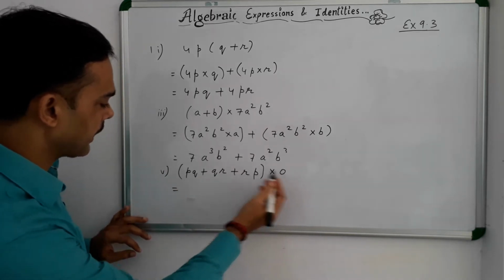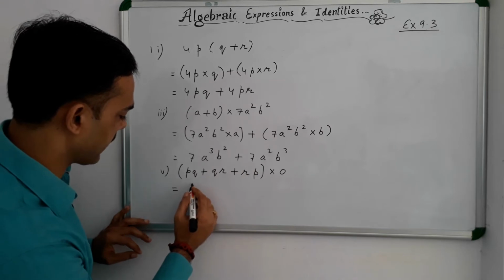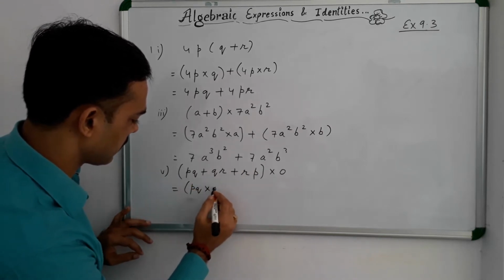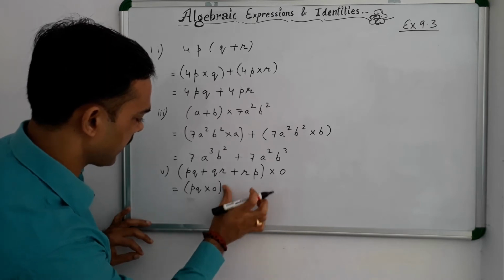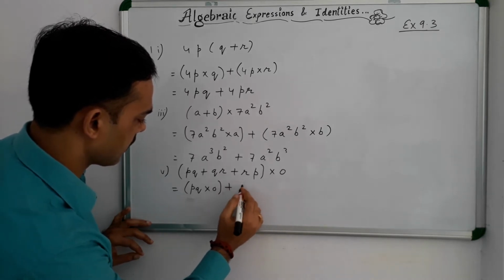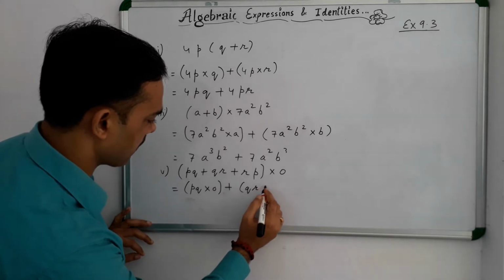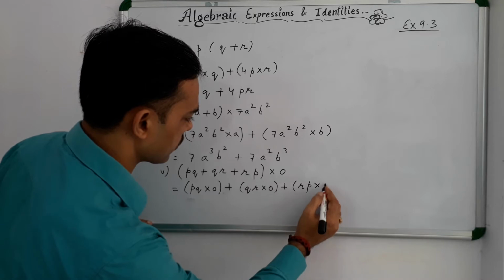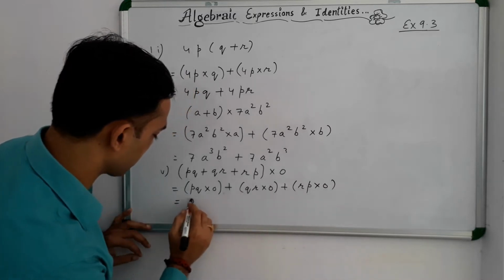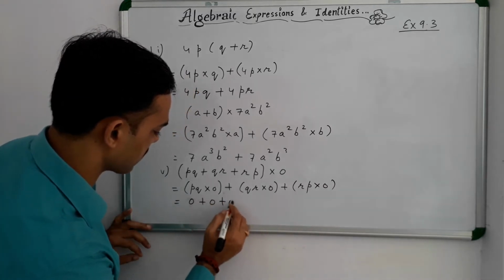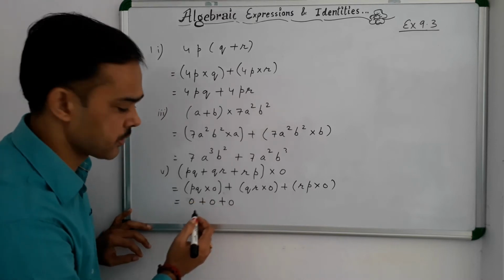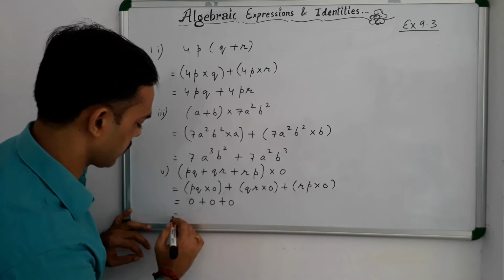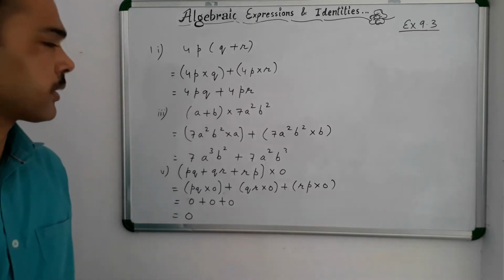But if you are multiplying each of them, say if you are multiplying this PQ by 0, then this QR by 0, and this RP by 0, then also what happens? 0 plus 0 plus 0. This PQ into 0 will be 0, this QR into 0 will be 0, this RP into 0 will be 0, and thus your answer will be 0.